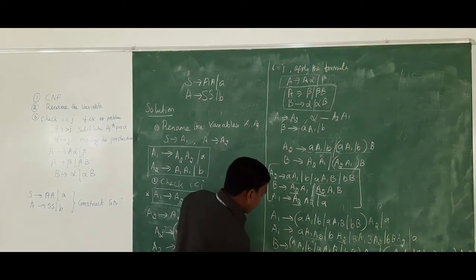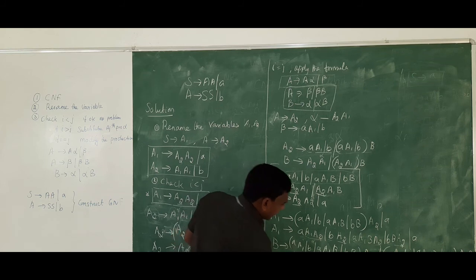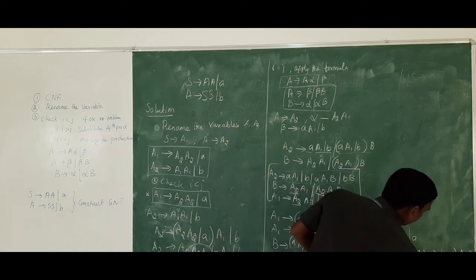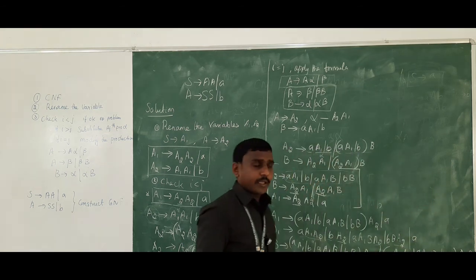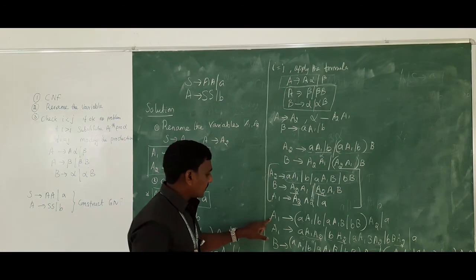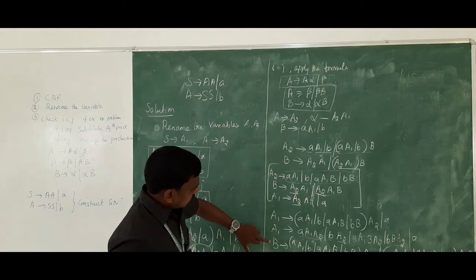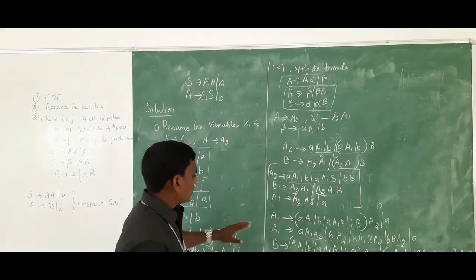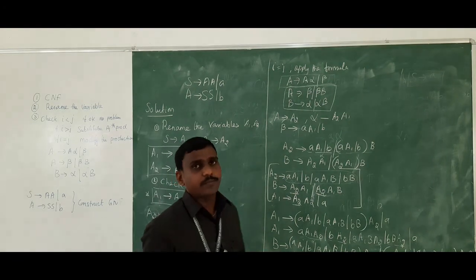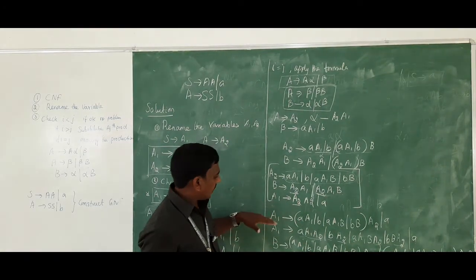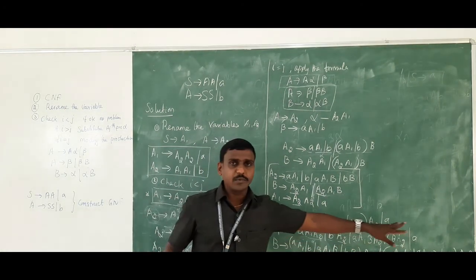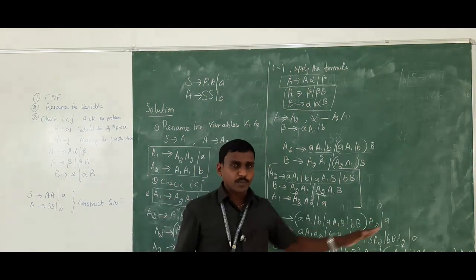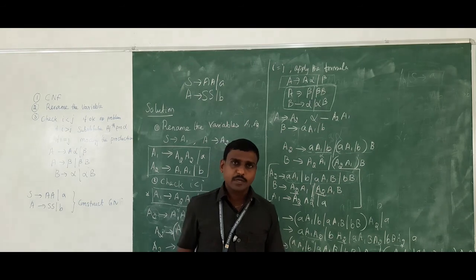See, now you check it, B terminal alpha. Okay, finally you just write what is A1, what is A2 and what is B. Conclude it. Now you check: A1 is also terminal alpha like Greibach normal form. A2 is also Greibach normal form and B is also Greibach normal form.